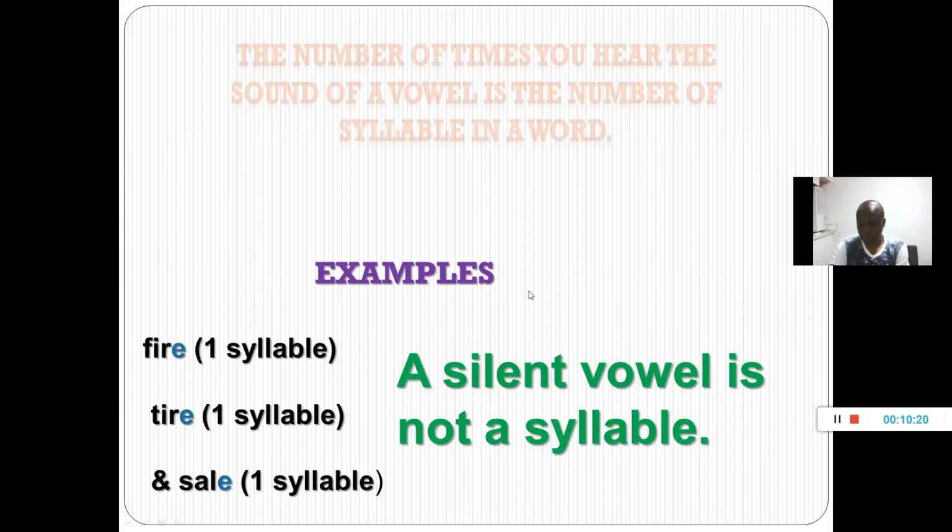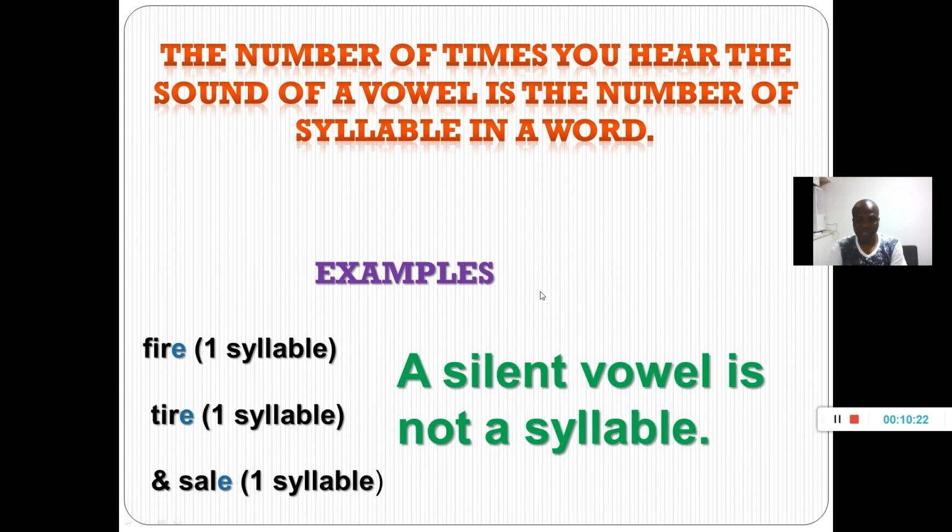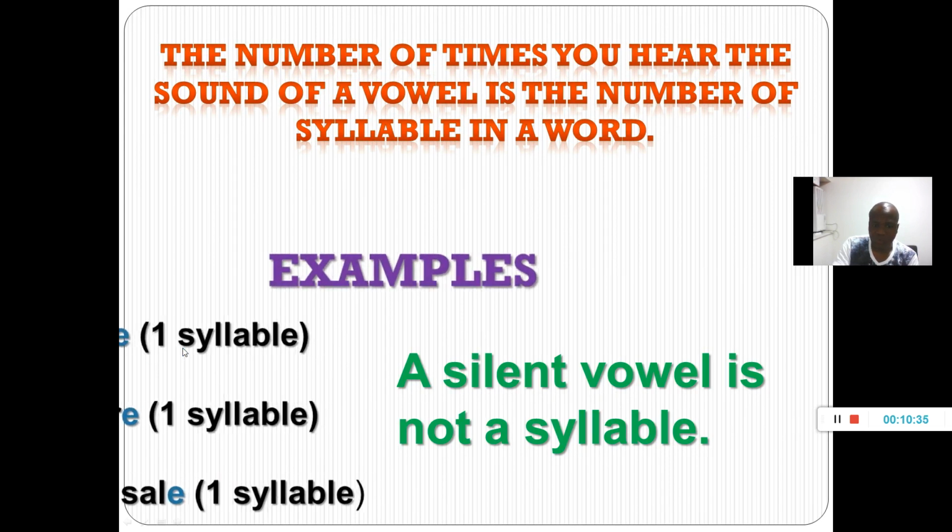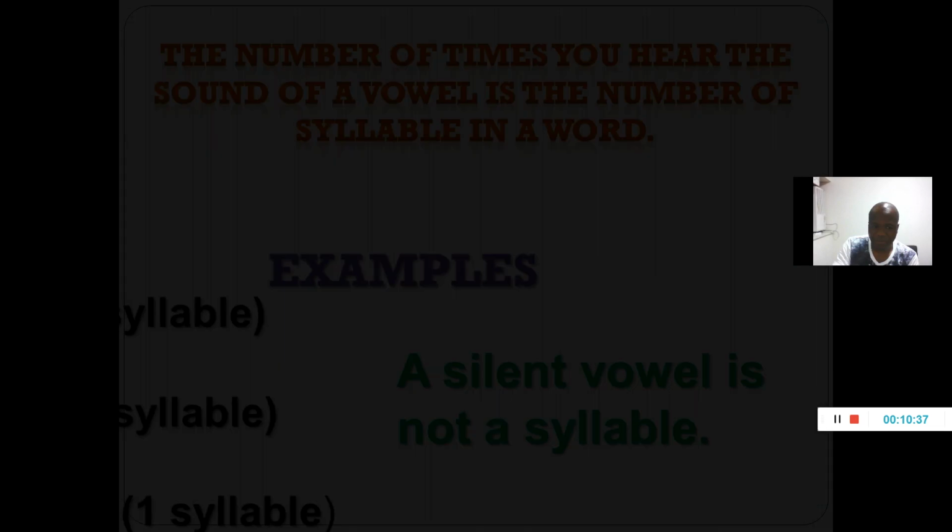So we've seen a silent vowel is not a syllable. Why? Because if you look at the last letter, you see that there's an E. That E is silent. That is why we say a silent vowel is not a syllable.